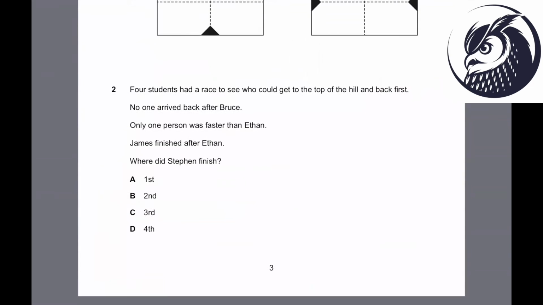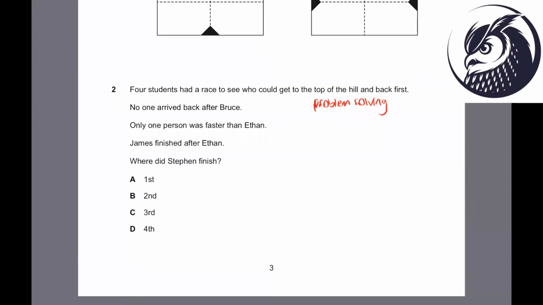Right, so in question 2, we now have what we call a problem solving style question, where they give you different bits of information and you have to interpret it together to solve a particular question or problem. Okay, so let's have a look at it. It says that 4 students had a race to see who could get to the top of the hill and back first. And they give us a bunch of different conditions, right? So we know that no one arrived back after Bruce, only one person was faster than Ethan, and James finished after Ethan. Where did Stephen finish?